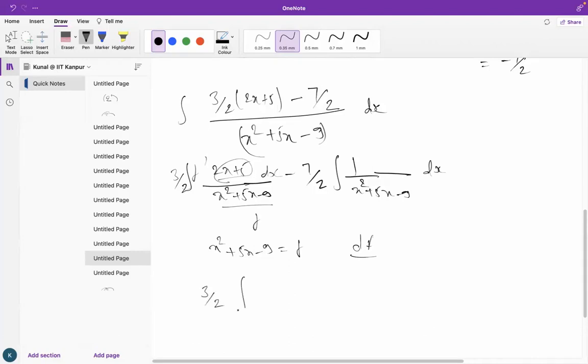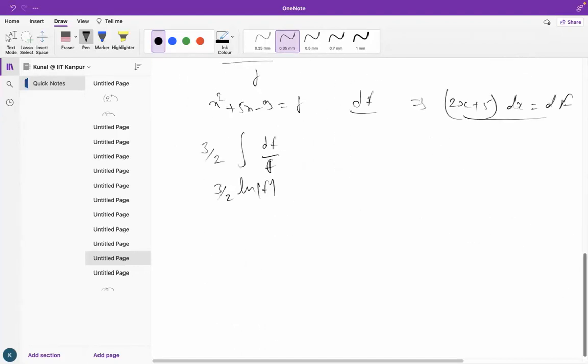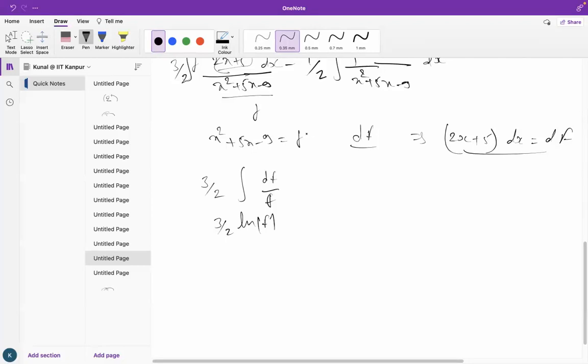So 3 by 2 times the integration of df by f. If you do not understand, let me write here how I am saying. Let's use the technique of substitution: we substitute the quadratic as a function f, and when we differentiate, we get (2x plus 5) dx is equal to df. So this function looks like df by f, and when we integrate it we get ln mod f. First I am integrating this function.